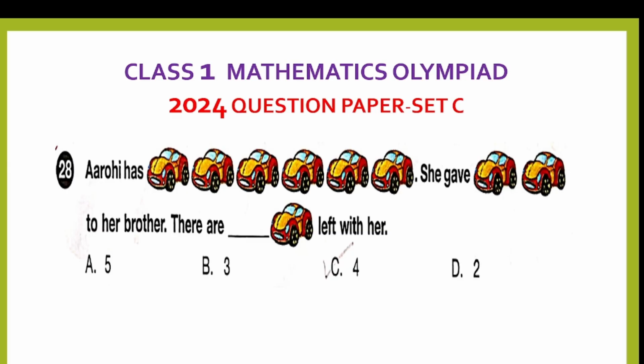Next question. Aroi has cars. How many cars? 1, 2, 3, 4, 5, 6 cars. She gave 2 cars to her brother. So how many cars are left with her? Obviously 6 minus 2, that is 4 cars left with her. Otherwise we can cancel these two and count the remaining cars, that is 1, 2, 3, 4 cars. Therefore option C is the correct answer.